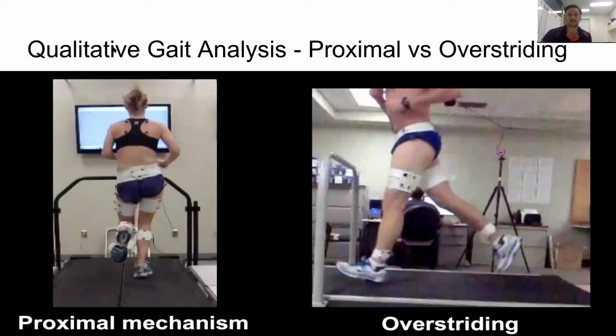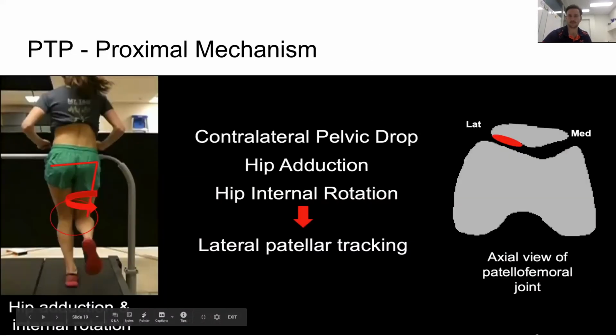The other one I'd like to talk about today is proximal runners and overstriding runners. The proximal mechanism is when there's a lot of hip adduction and there's a small window between their knees. And we'll talk about that more in a second. And then there are overstriders, who are taking big, long strides, and we'll talk about that coming up soon. So we go back.